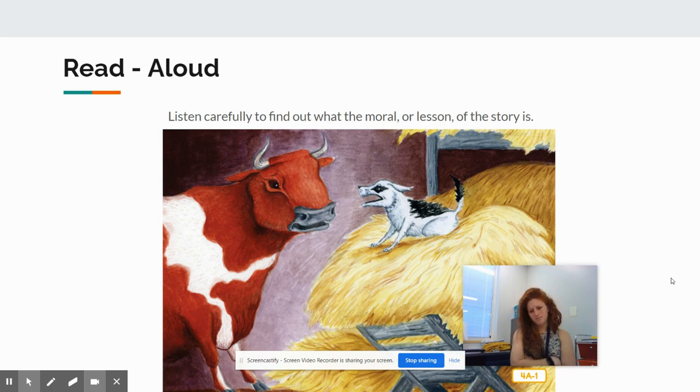Hang on. Do you think that the dog has a good reason to be angry at the ox? I can see why he'd be angry for being woken up, but at the same time, he shouldn't really be angry because he's sleeping on the oxen's food, right? And the ox asked nicely, right? He said please, and he said excuse me. Let's see what happens next.